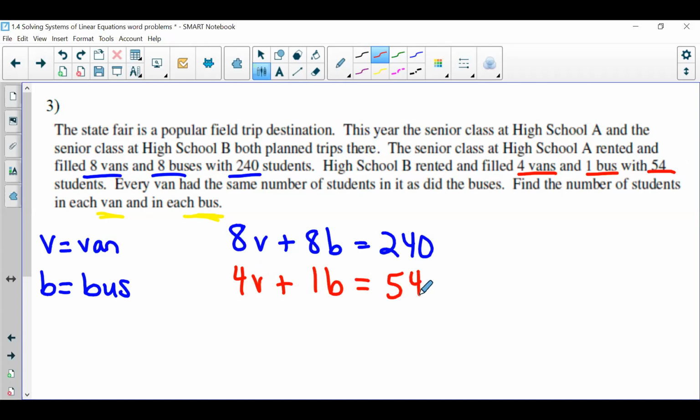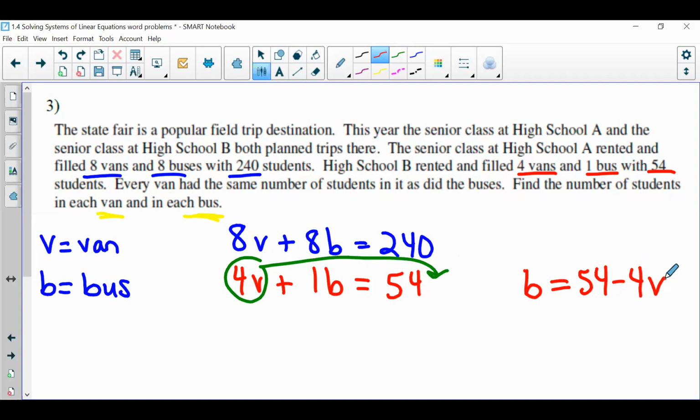Substitution or elimination? Substitution. We're gonna try this. I was thinking we haven't done it yet, so let's do that. What variable is positive with a coefficient of 1? B. Yes. So you can move 4V to negative 4V. So it'll be 1B equals 54 subtract 4V.